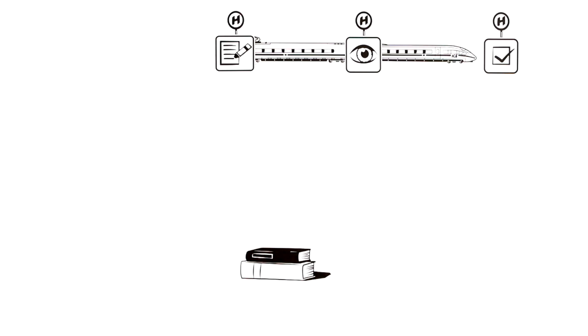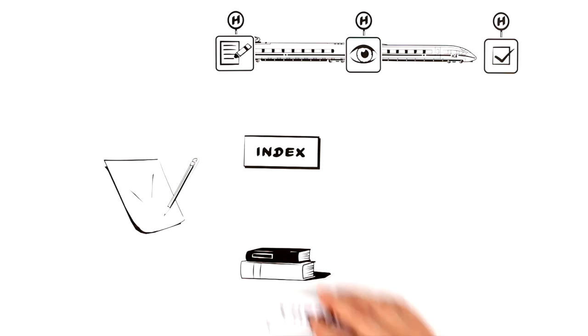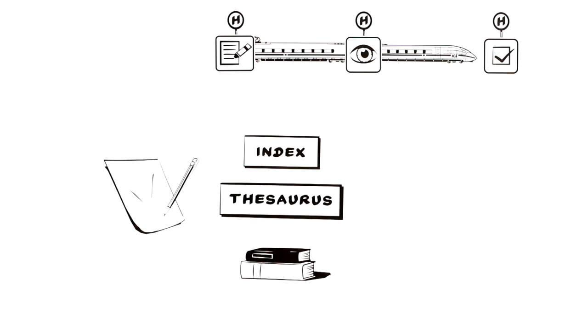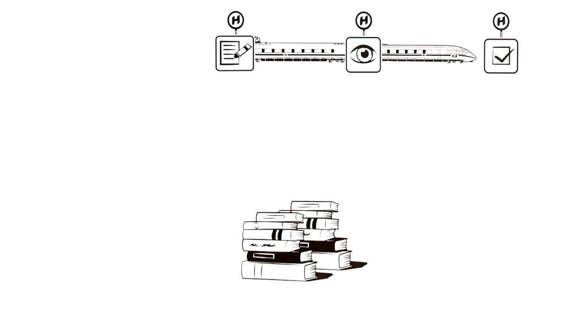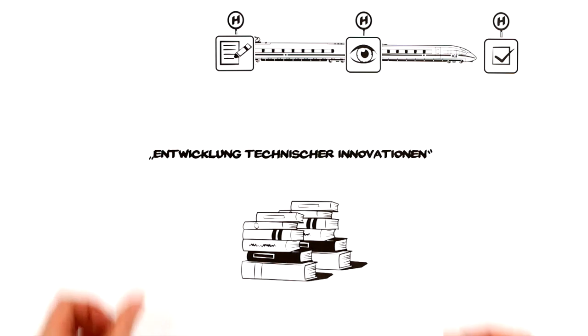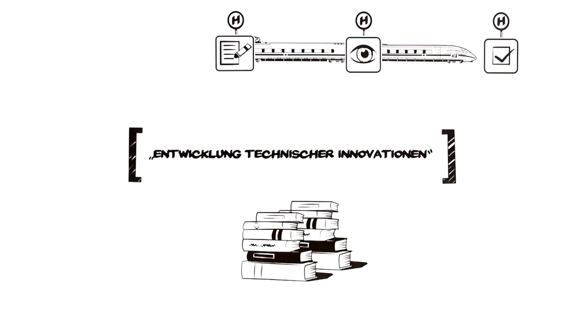If you've found too little literature, you should check your word list, use the index and the thesaurus, or follow up references in the literature that you have found. If you have too much literature, it's advisable to further restrict the subject or the search.